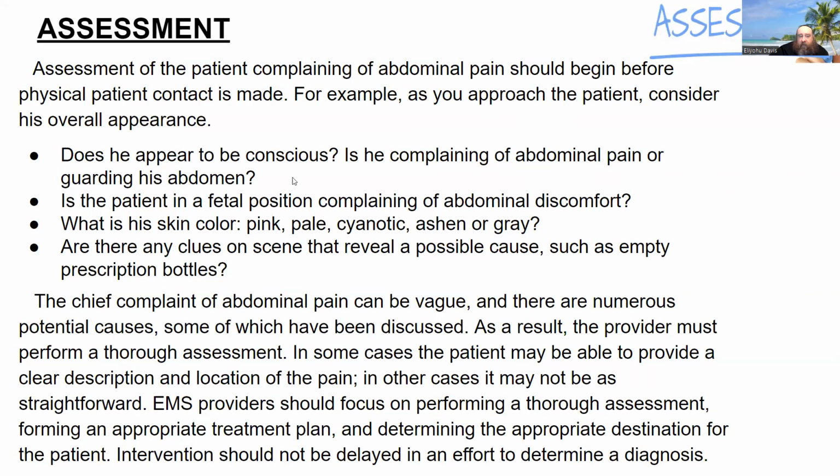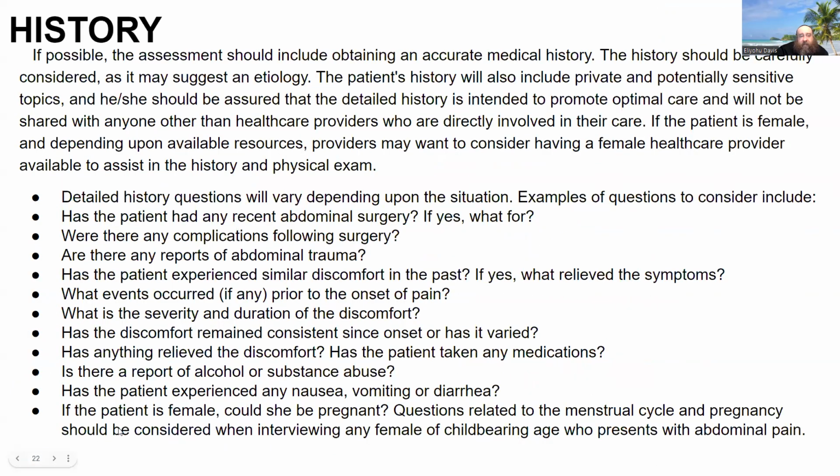All right, so here's your assessment. These are things that we want to look for. Does the patient seem to be conscious, complain of abdominal pain, or guard the abdomen? Are they in the fetal position with abdominal discomfort? What's the skin like? Is it cool, pale, diaphoretic? Is it cyanotic? Cyanotic always makes you think about hypoxia. Any clues to reveal a possible cause? Obviously your assessment is very important. Get a history. We spoke about it throughout. Get a detailed history.